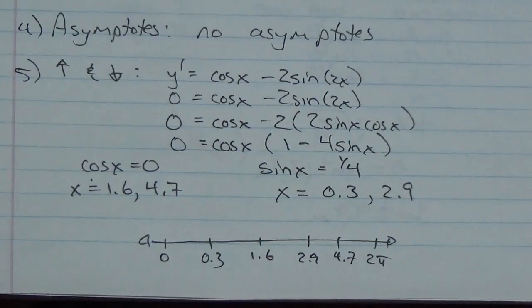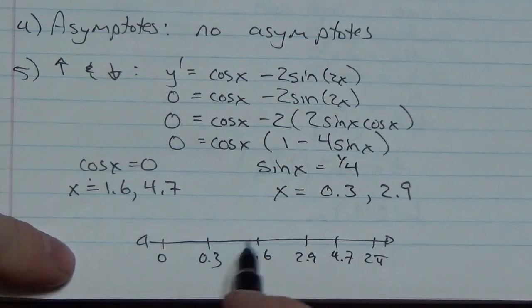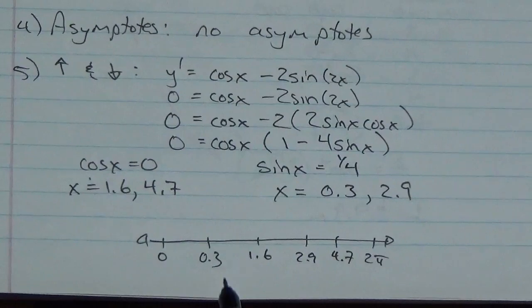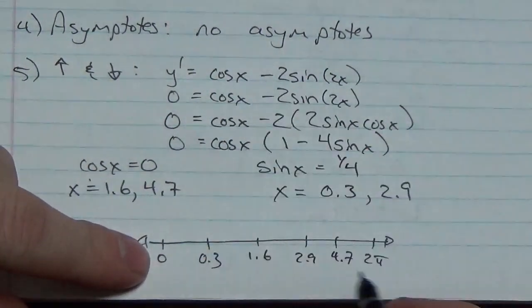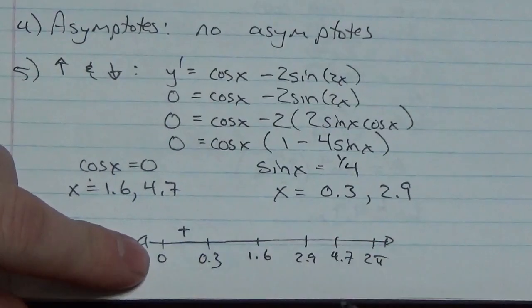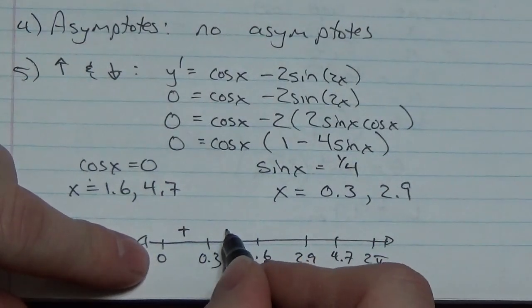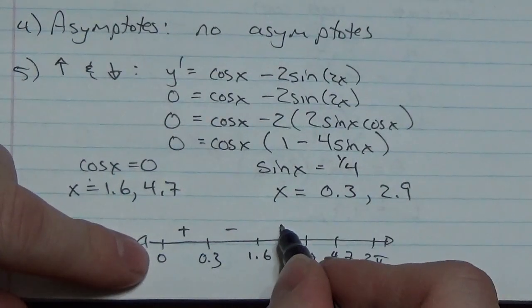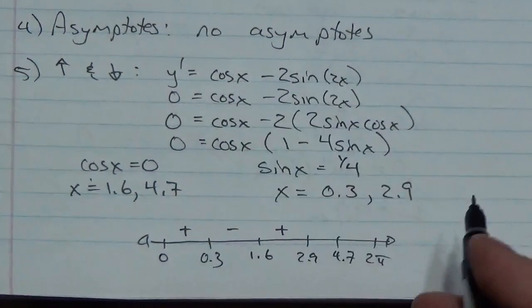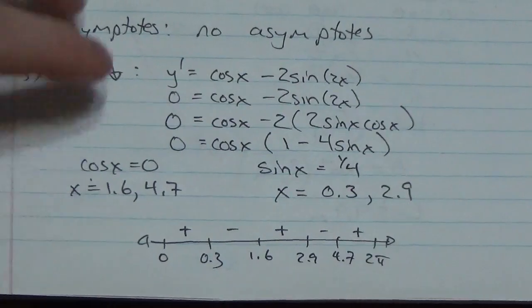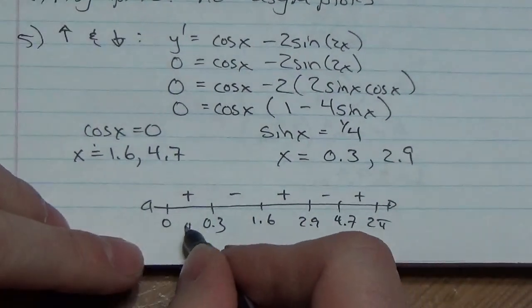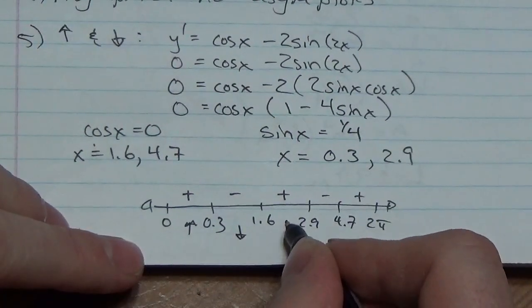Now, this is again work I've done prior to this. I've already gone through and investigated. And I know that if you pick a number between 0 and 0.3 and plug it into the derivative, you are going to get a positive result here. In this interval, it will be negative. In this interval, that result will be positive. This will be negative. This will be positive. And so that corresponds to intervals of increase and decrease that look like this.